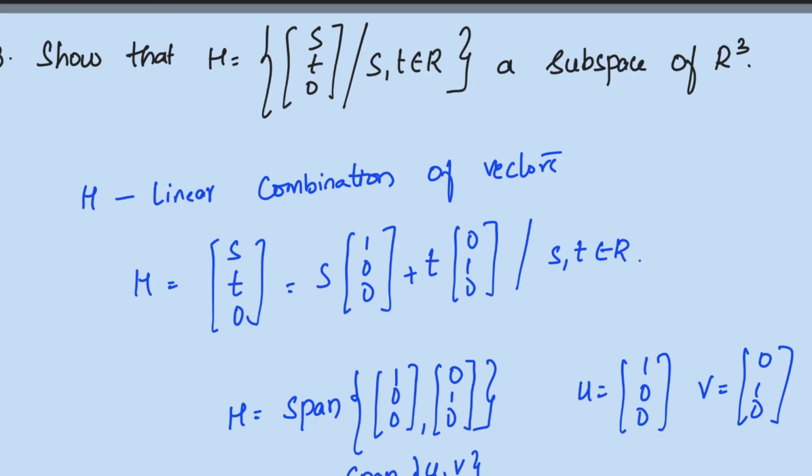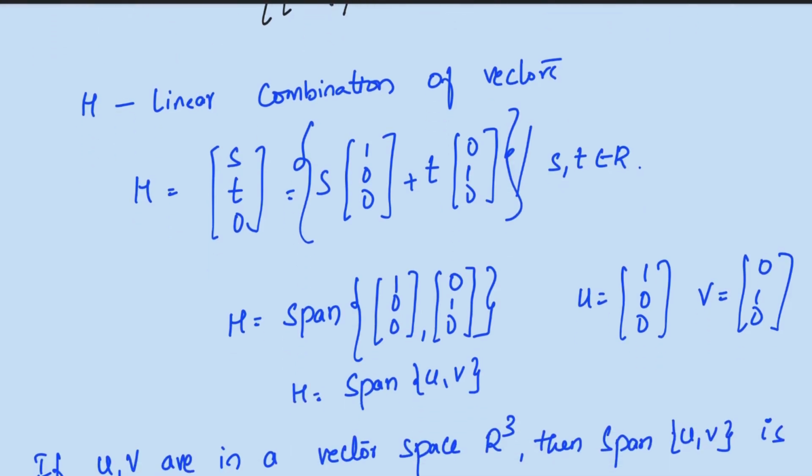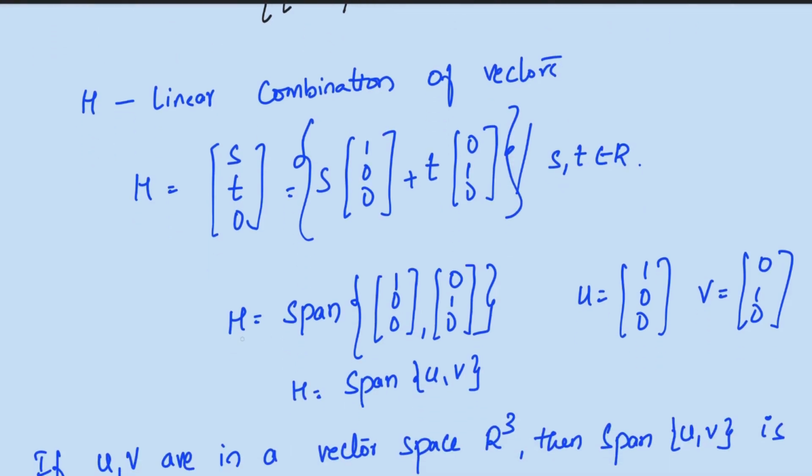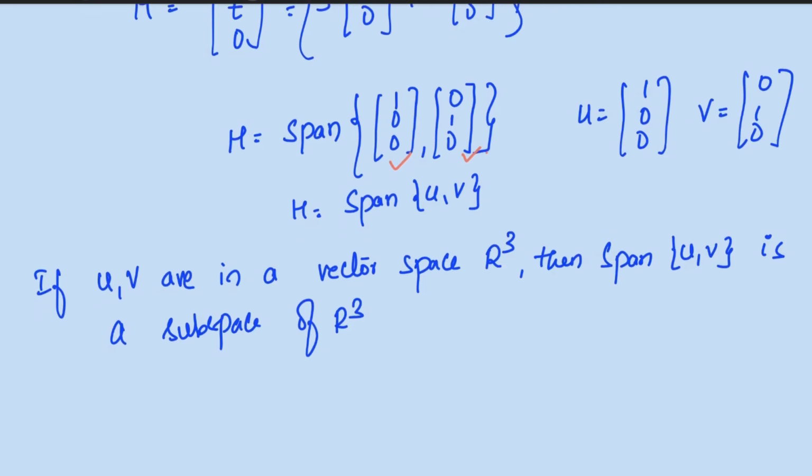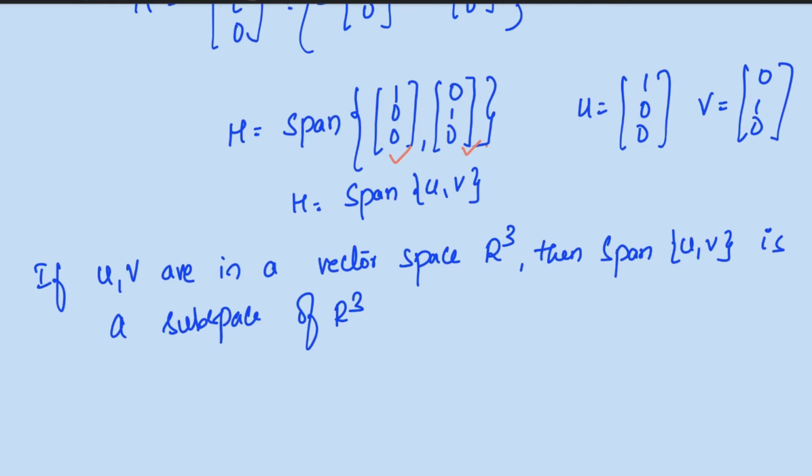Now, we have written it as a combination of s and t separately with the two vectors 1 0 0 and 0 1 0. Now we can write it easily as H equals span of two vectors, u and v, where u means 1 0 0 and v means this one. These are the combination of the vectors. If u and v are in the vector space R cube, then H equals span of u, v, which is automatically a subspace by definition, and we also saw this in the previous problem.